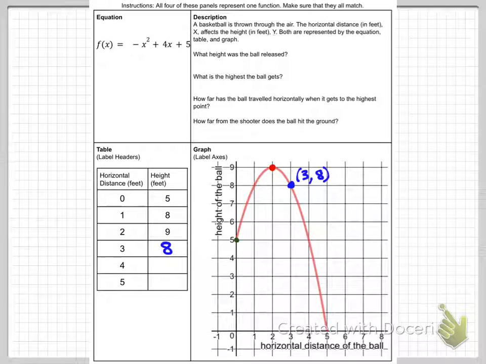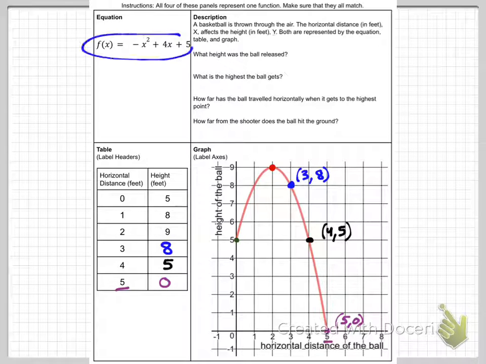We can do the same thing for 4, where the input is 4 and the output is right there. So (4, 5) is the point, so the input is 4, the output is 5. I can also do this for the point where the horizontal distance is 5. The ball is right there, so that's 0 feet up, so the height is 0. Those points I can also get by plugging into the equation, though I'll show you that another day, but it's basically inputting the x and getting out the y values.